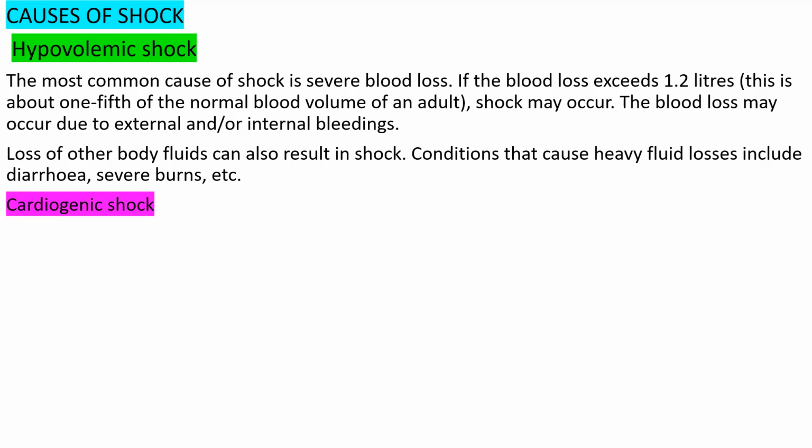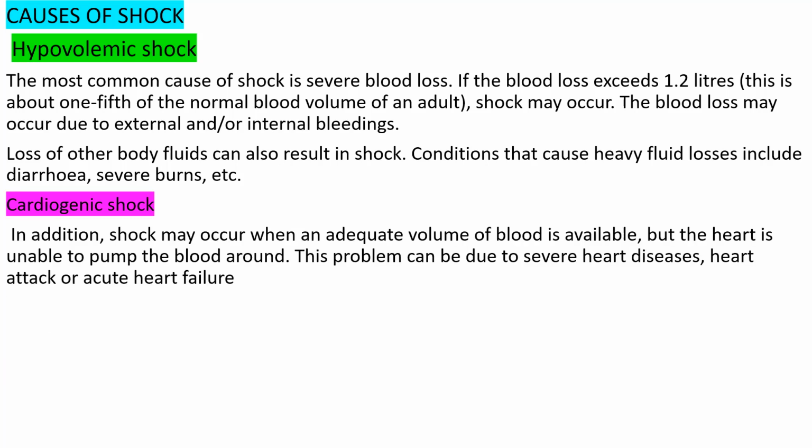Next, cardiogenic shock. From the name itself, cardio is related to the heart. Why does cardiogenic shock happen? It occurs when an adequate volume of blood is available in the body, but the heart, which pumps the blood, is not able to pump it well. Why can't it? Because of certain heart diseases, maybe a heart attack, maybe acute heart failure. There are many kinds of heart diseases.